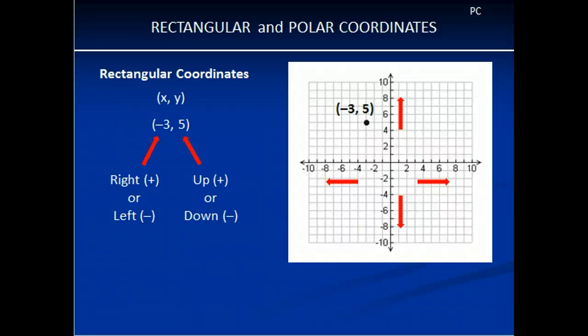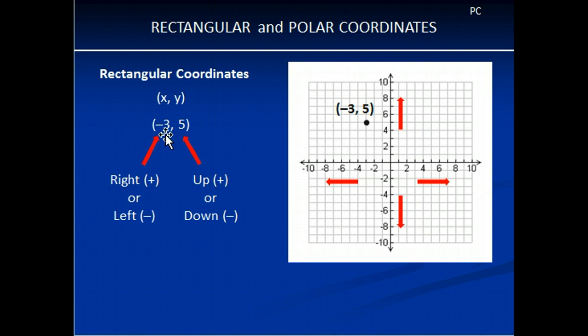Okay, let's finally set this rectangular and polar coordinate problem to rest. All right, the difference between rectangular coordinates and polar coordinates. When we have rectangular coordinates, we have an x and a y value. This you know. So for example, if we have -3, 5, it sits here.